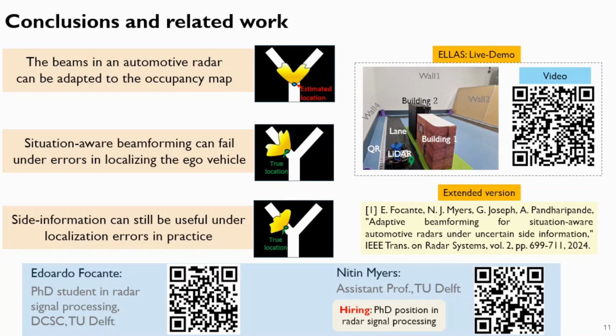An extended version of the paper that I presented right now is available in the Transactions on Radar Systems, where we consider the tail of localization uncertainties and not the bulk as in the expectation, okay? So feel free to check it out, and I'll be happy to take any questions at this point.